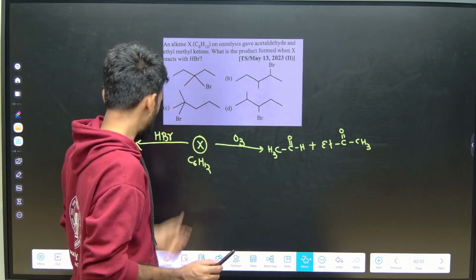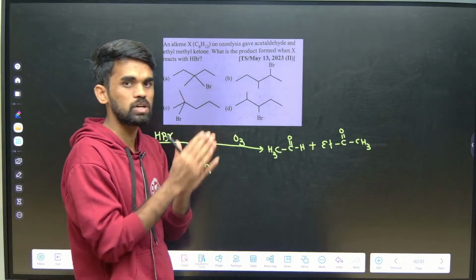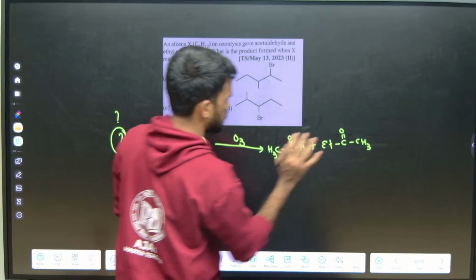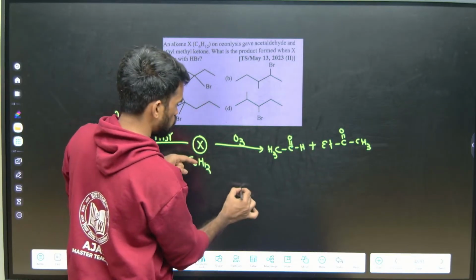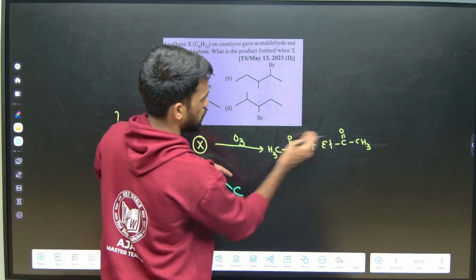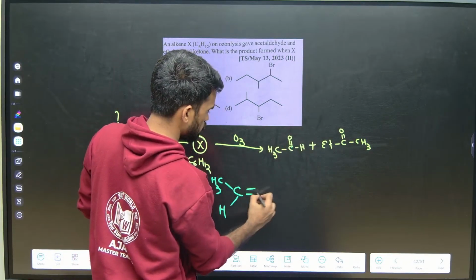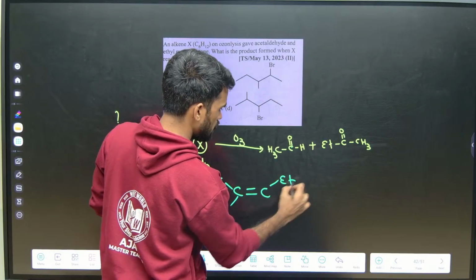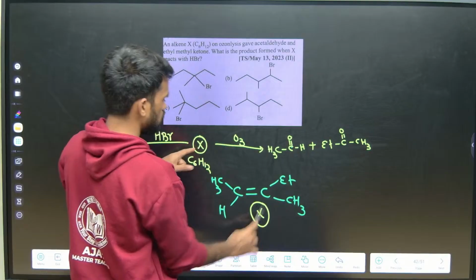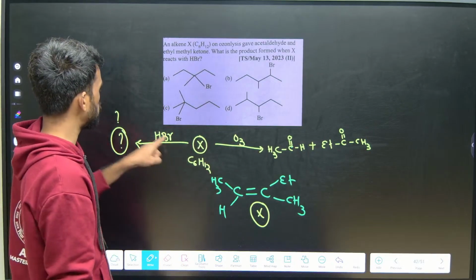Ozonolysis means the given alkene will break into two halves. So just join this carbon to this carbon, that is your X here. Write the CH3, remove the oxygen, connect them, ethyl, methyl, that's it. This is your compound X. So this compound X is now treated with HBr.